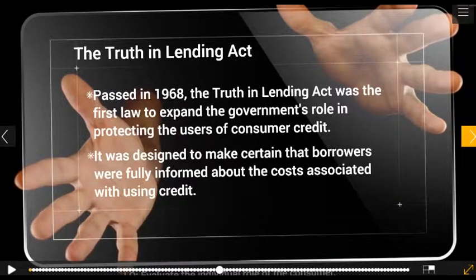The Truth in Lending Act, passed in 1968, was the first law to expand the government's role in protecting the users of consumer credit. It was designed to make certain that borrowers were fully informed about the cost associated with using credit.